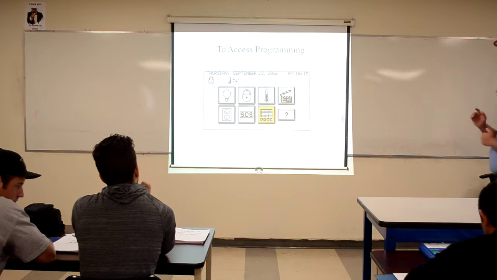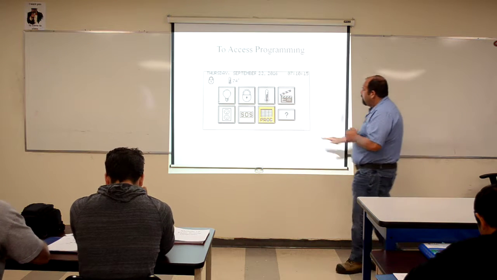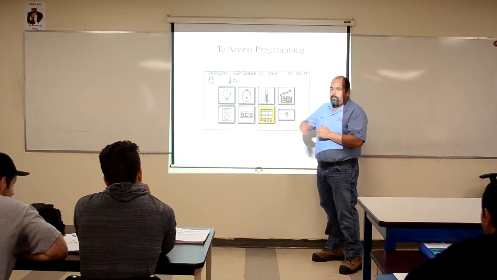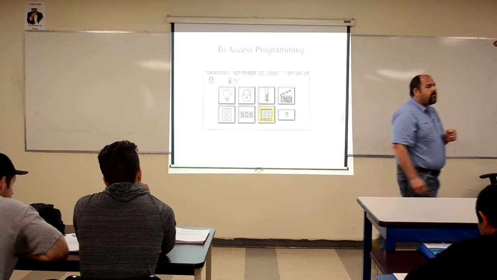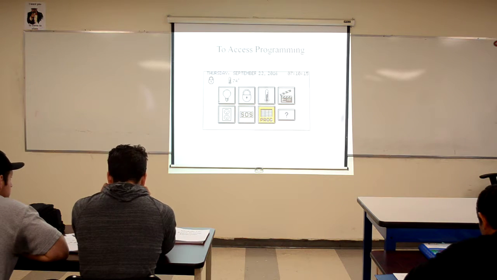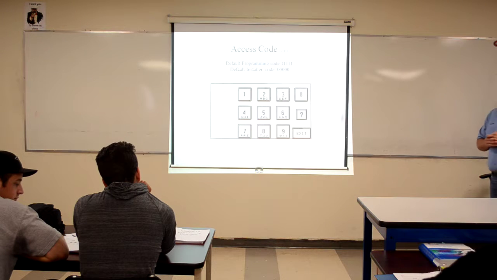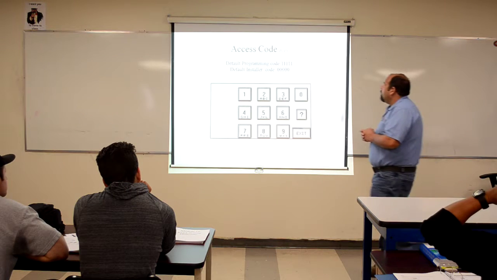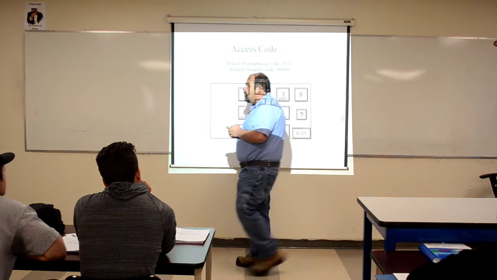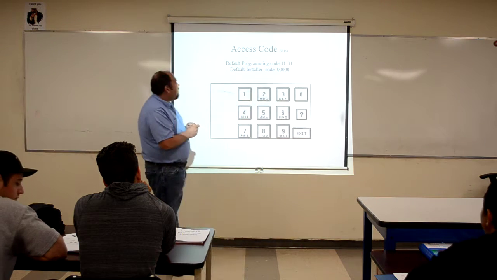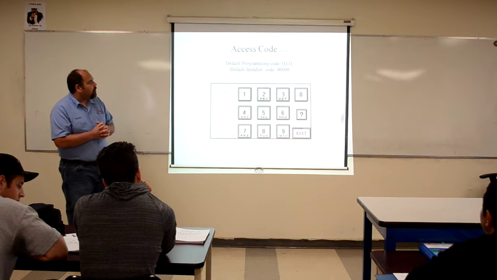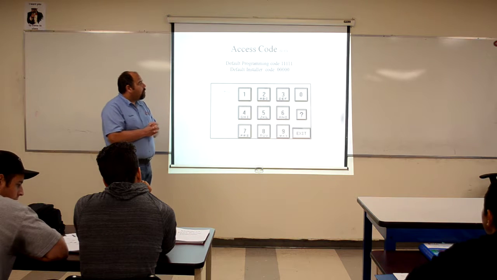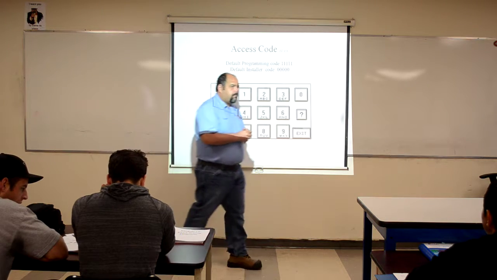Now, from the main screen, to access programming, we press on the program button. After we've pressed the program button, it'll ask us for an access code. On page 15 of the user's guide, you will see that the default programming code is 11111, 5 times number 1.